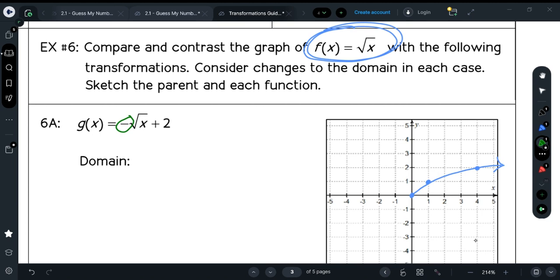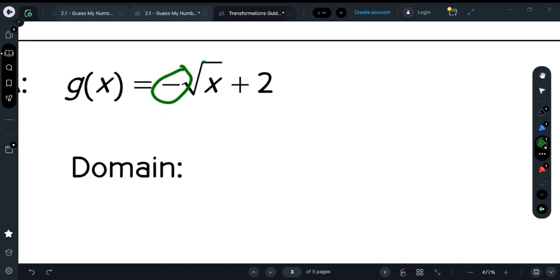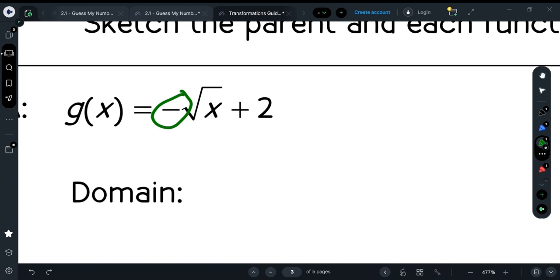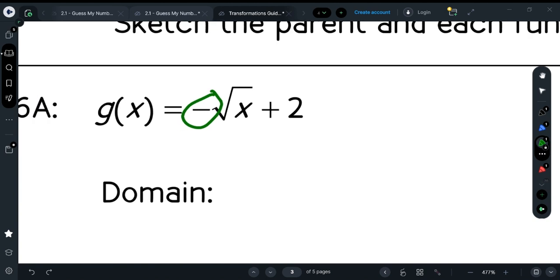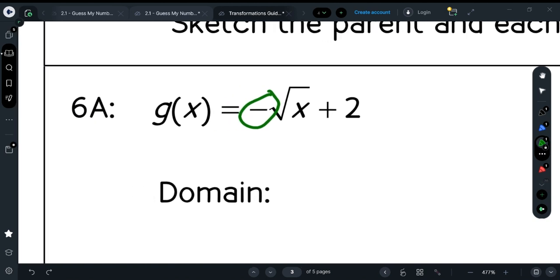And it's got a plus 2 also on the outside. Okay, notice the plus 2 is not on the inside. If the square root roof looked like that, all the way over there, that would be on the inside, but that's not what we have. So this is plus 2 on the outside.